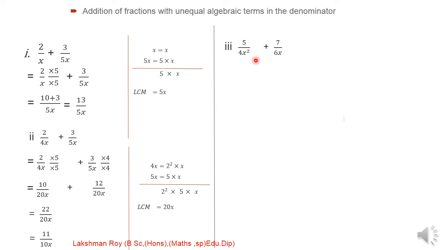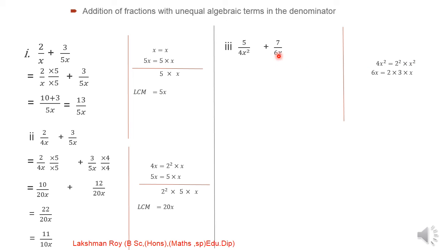So go to find the LCM. 4x square, right? So how to write 4x square? The number is 4, the product. 4 should be written as a power of prime 2, 2 to the power 2. X to the power 2 is there. You have to write that one the same.